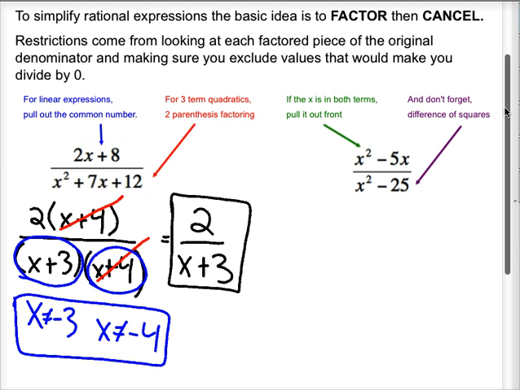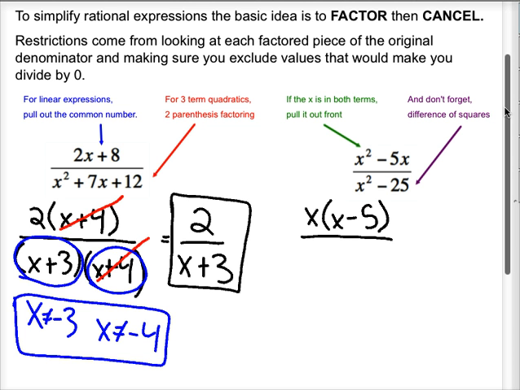Now on our second example, that type of factoring, don't forget that if x is in both terms like it is on the top, all you have to do is pull the x out. All right? So again, that's what you do if the x is in both terms. Just pull it out. That bottom, that's the one.